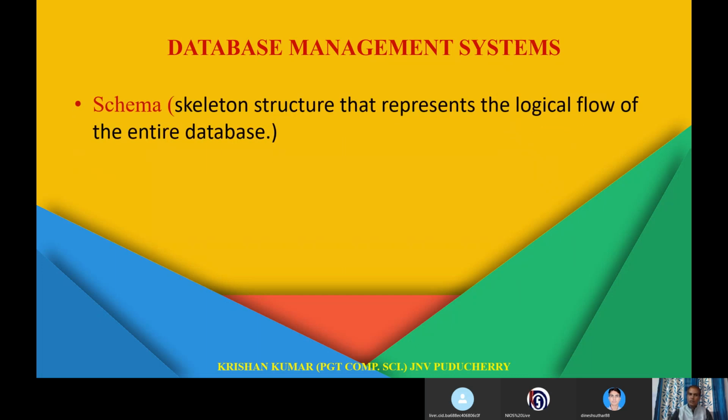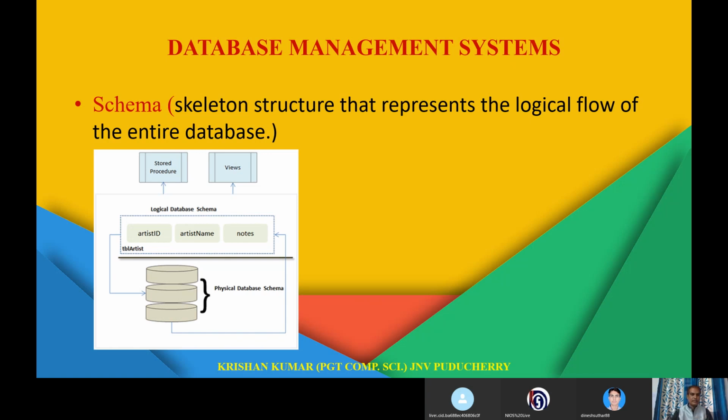Now let us understand what is a schema. A skeleton structure that represents the logical flow of the entire database is called a schema. It means, for example, if you are talking about a particular table or particular database, what are the columns available? And what are the tables available? Simply, we can understand what tables are available, if they are interlinked, and if you draw a diagram of these table names with the interconnection, it is called a schema.